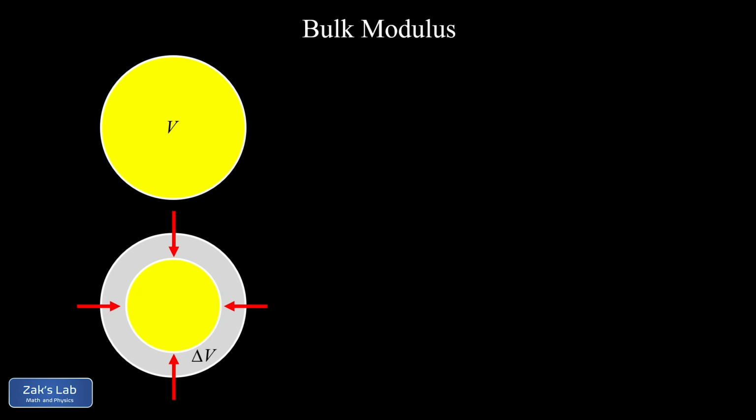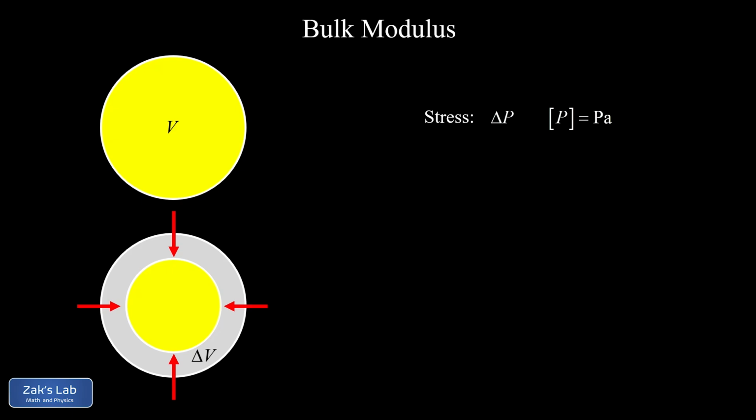So now we move on to bulk modulus, and that measures the stiffness of a three-dimensional material being compressed from all sides. So in our diagram here, we have an object with an initial volume of V. We then exert forces from all sides on it to squish it, and it shrinks by delta V to some new smaller volume. And again, we think about what's the practical way to define stress here.